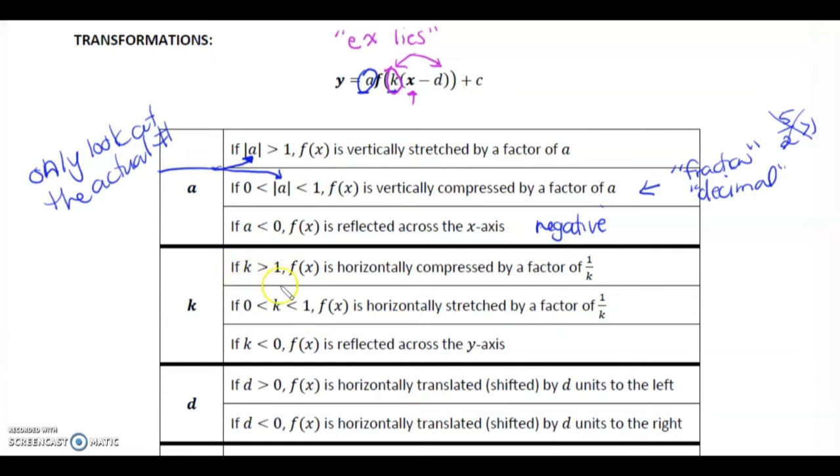So if k is greater than 1, then the function's horizontally compressed by a factor of 1/k. So you would think that if k is greater than 1, it would be a stretch, but it's opposite. It's actually a compression by the reciprocal. Okay, so we're always looking at the reciprocal of k. And now if k is between 0 and 1, then we have a horizontal stretch. Okay, it's horizontally stretched by a factor, again, of the reciprocal.